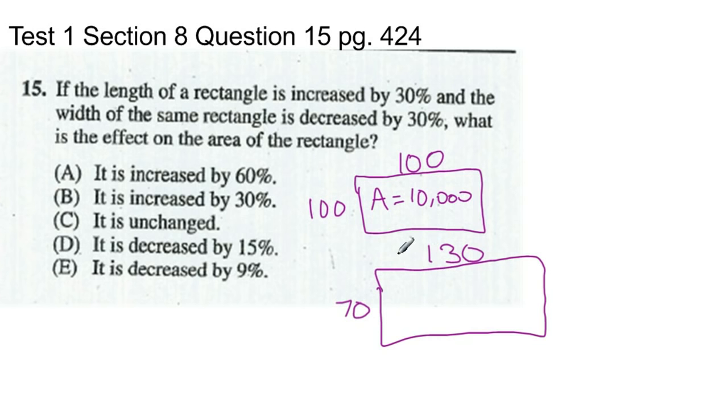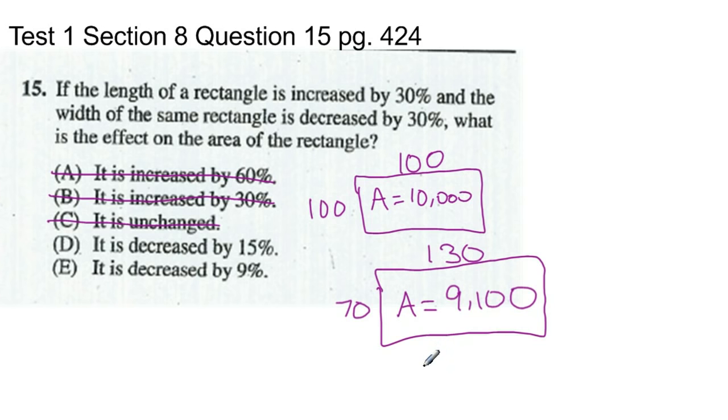Now I simply just need to find the area here. Multiply length times width. 130 times 70 is going to give me 9,100. So right off the bat, you can see what happened to this area. Clearly, we started at 10,000 originally, and then our area went down to 9,100. So it's clearly not unchanged, and it definitely didn't increase. So even if you had no idea what to do next here, you would still be able to have a 50-50 shot of getting it right just on this knowledge right here.